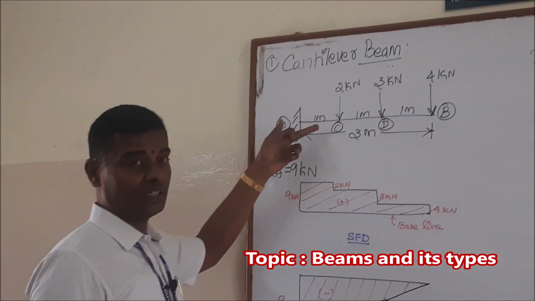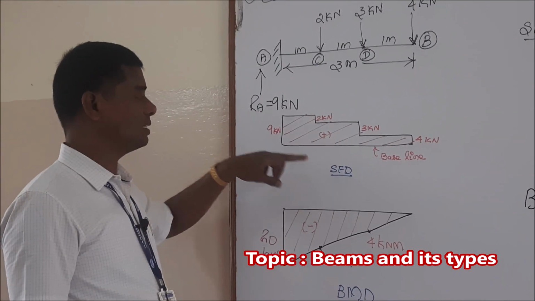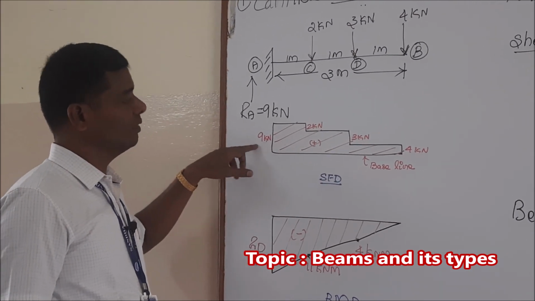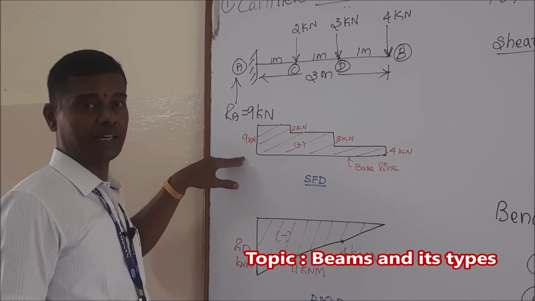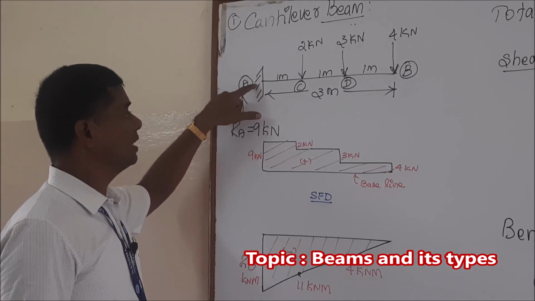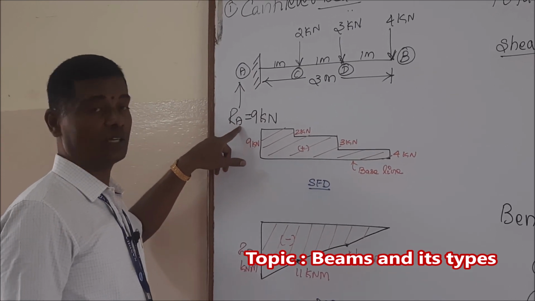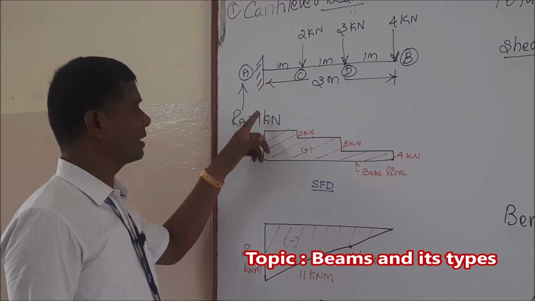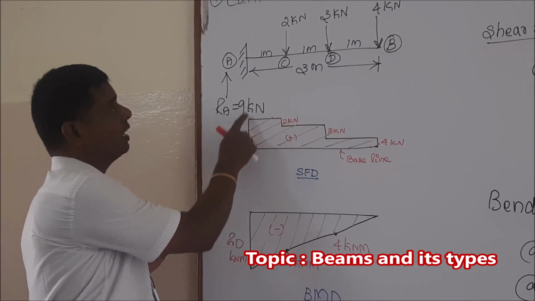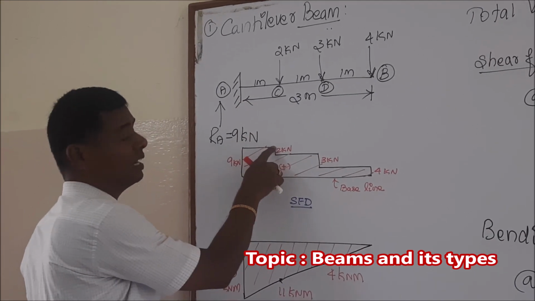After that, we have to plot the shear force diagram, that is the SFD, and we draw the baseline horizontally. Then we start the shear force diagram from the extreme left end. From the extreme left end, 9 kilonewton is acting in the upward direction. Therefore, you draw the upward line, and from A to C no point load is acting. Therefore, draw a horizontal line.